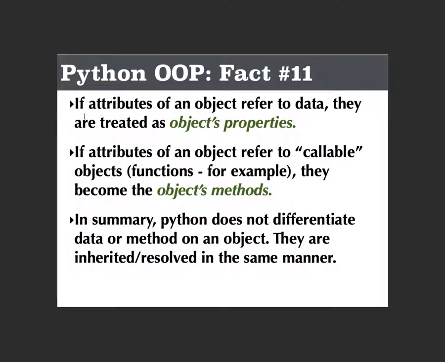Last fact I should tell you is about this: if attributes of an object refer to data, they are treated as the object's properties. If attributes of an object refer to a callable object, functions for example, then they are treated as the object's methods. The difference between a method and a property in Python is only simple. Methods are callable attributes. Properties are non-callable attributes. That's all. We use a generic term called attributes to represent both methods as well as data attributes in Python. In summary, Python does not differentiate between data or method and object. They are inherited and resolved in the same manner.